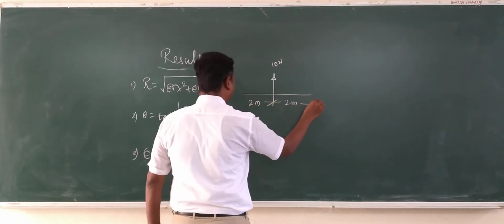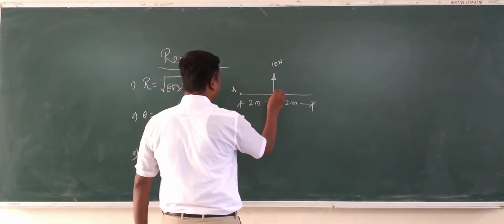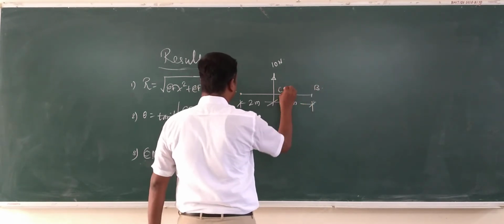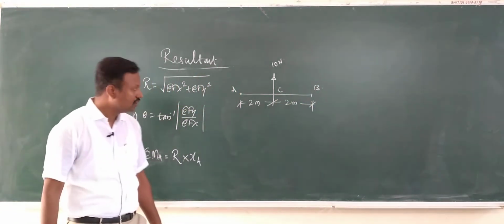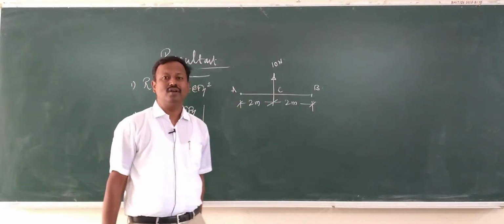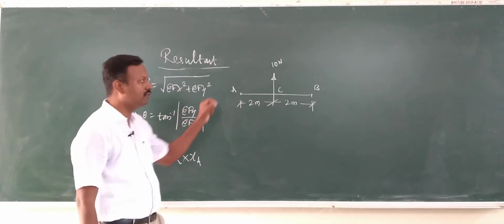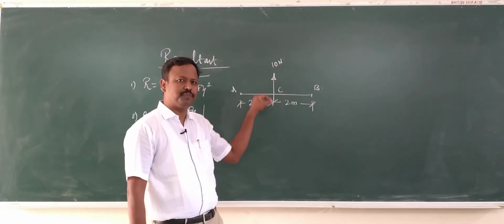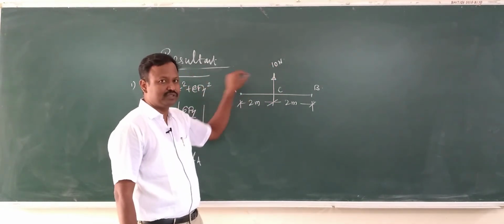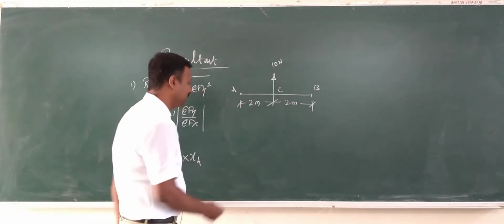Very simple example to understand this moment. Suppose I consider A, B and C points, and the system of force, 10 Newton force, is acting at C point. So we are going to find the moment of 10 Newton force with respect to A point, with respect to B point, and with respect to C point. The force is same, but the effect of that force with respect to A point, B point, C point, how will it change? Let's see for that.